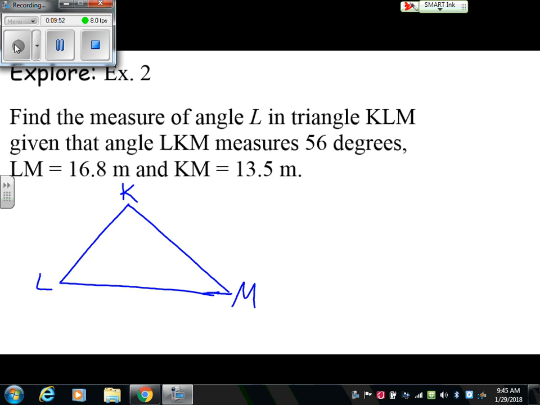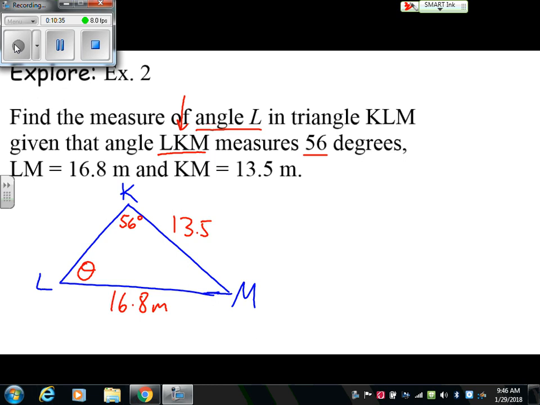So we're looking for the measure of angle L. If we want to, right away, we could label that with a theta or an X. In triangle KLM, given that angle LKM measures 56 degrees. Now again, a quick reminder, when you're given 3 letters here, you can just trace those letters with your finger. So we're going from L to K to M, but K is the vertex. So we know that this angle K is the 56 degrees. We have LM, which is our bottom side here, which is 16.8 meters. And then we have KM, which is 13.5 meters.